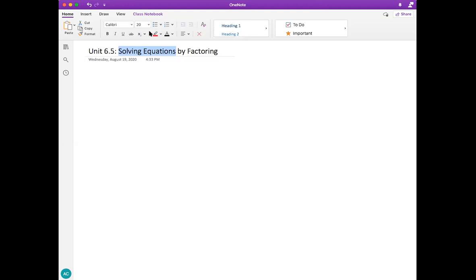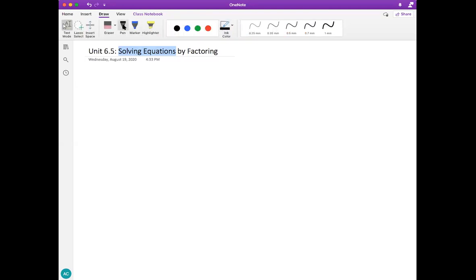Okay, so before we get into that, we first need to talk a little bit about something called the zero product property. Zero product.